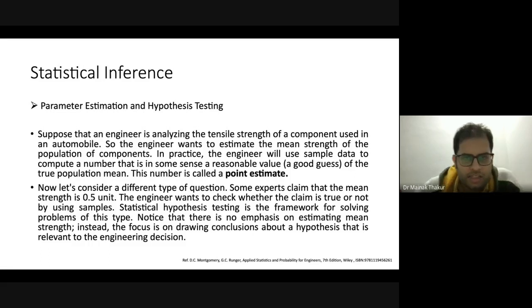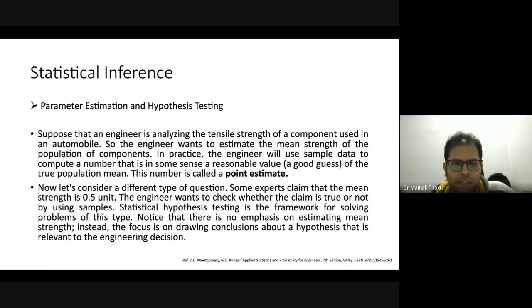So let's say the engineer wants the mean strength of the production from a large company, a large manufacturing unit. Now, lakhs of these are produced every day. You cannot take all the components and take their mean, right? So they use some sample data and take their mean. This will be a reasonable value. It's a good guess of the true population mean. What is the true population mean? This is the mean strength of the population of the components.